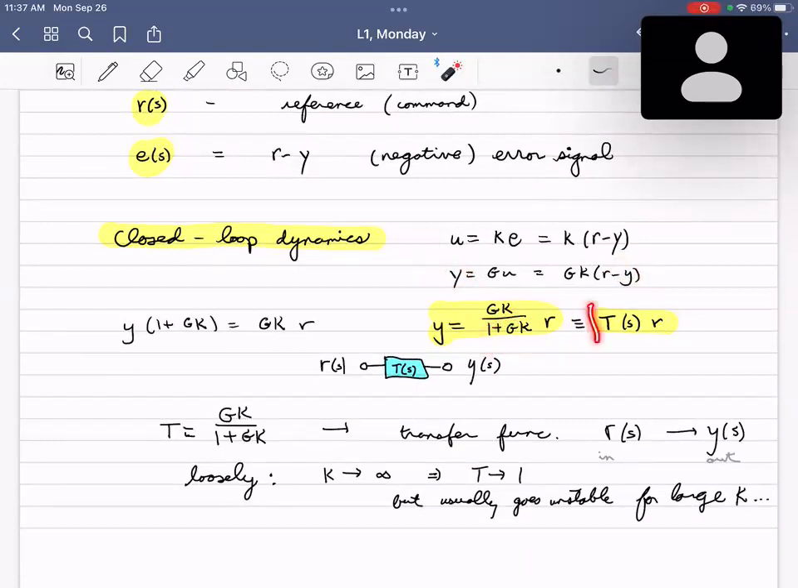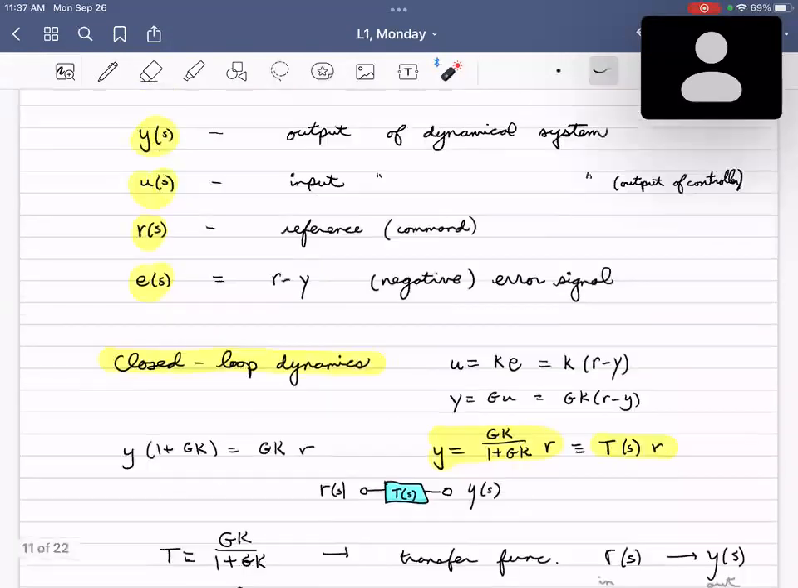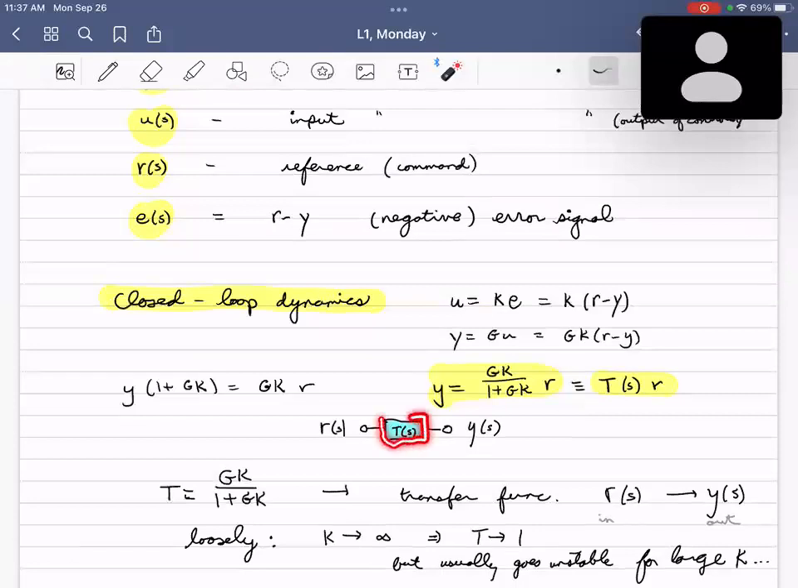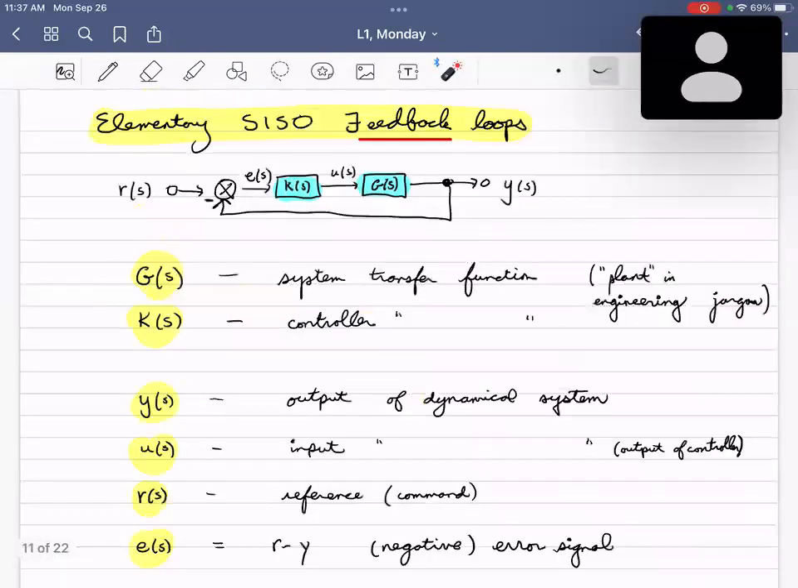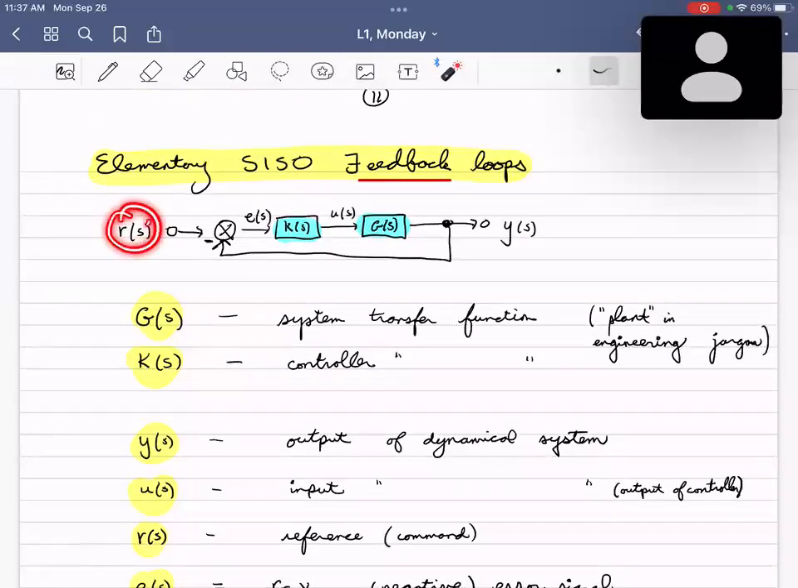So we can just give this a new name and call it T of S, which would be the closed loop transfer function, or it has an official name in control theory, the complementary sensitivity function, but that's probably not so useful. It tells you how to go from a reference to the output when you have control. So the thing to contrast is that by putting in this feedback loop, we now have this dynamics T of S connecting R and Y. Whereas if we didn't have this loop and we just applied R directly into the system, it would be Y equals G R. So you can think of adding a feedback loop as changing the dynamics from this G of S to some other dynamics, which hopefully are nicer in some way.